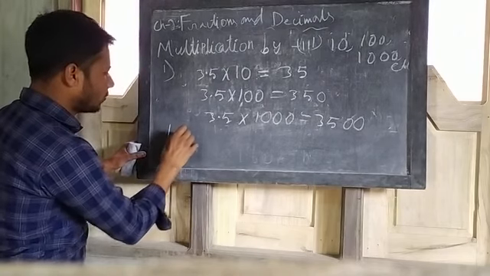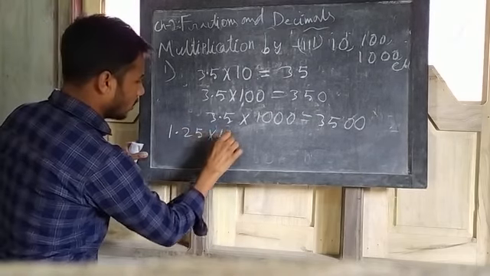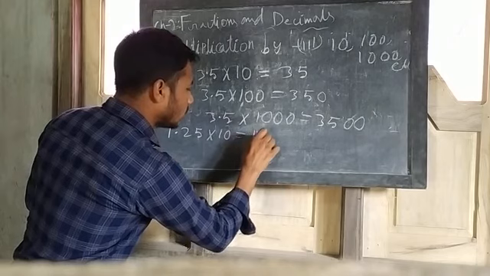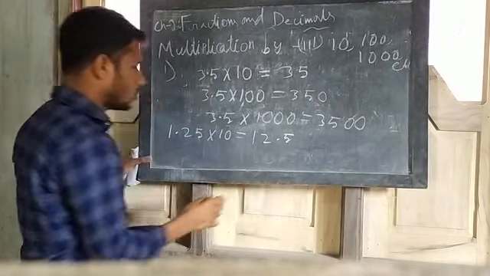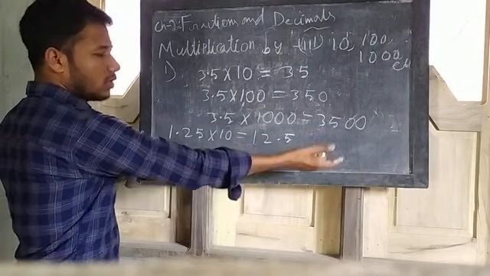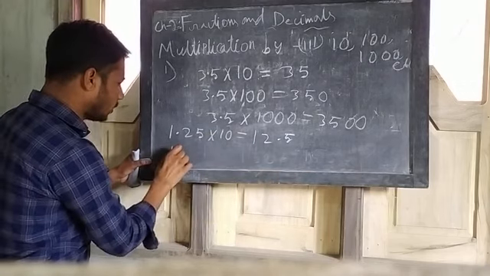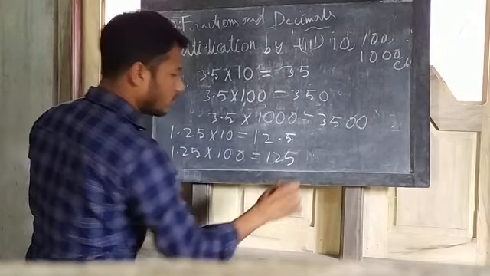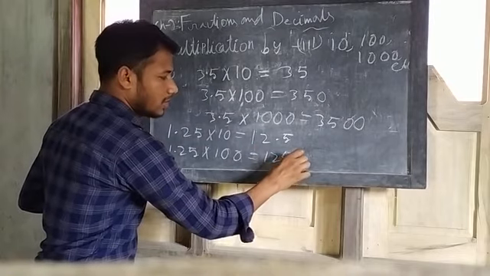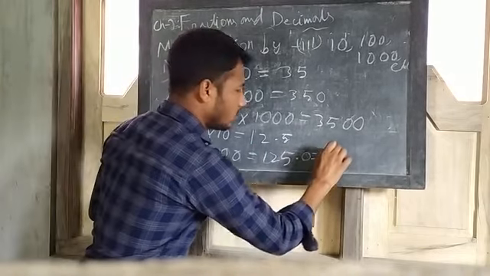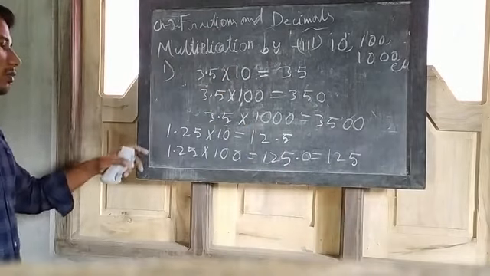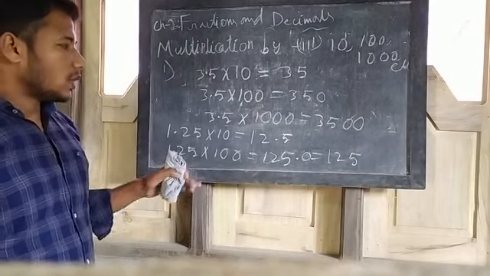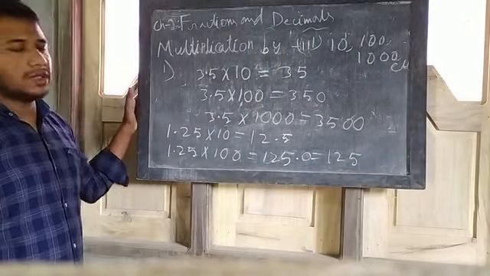Okay. You want another example? Suppose 1.25 into 10. If we multiply 1.25 into 10, the answer will be 12.5. So the decimal will transfer to the right side by one place. If we multiply by 100, we get 125, after 5 there will be decimals, you can give 0.0, and this equals 125. Like this, if we multiply by 10, 100 and 1000. Okay. Now we will do division.